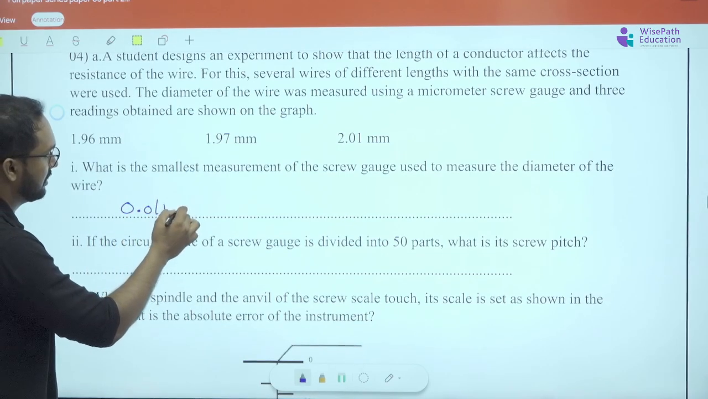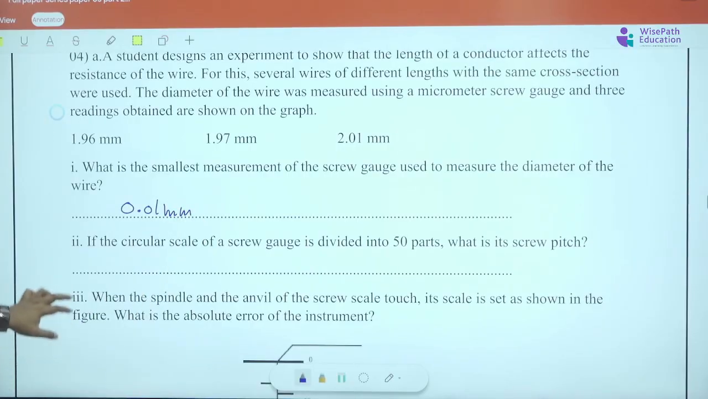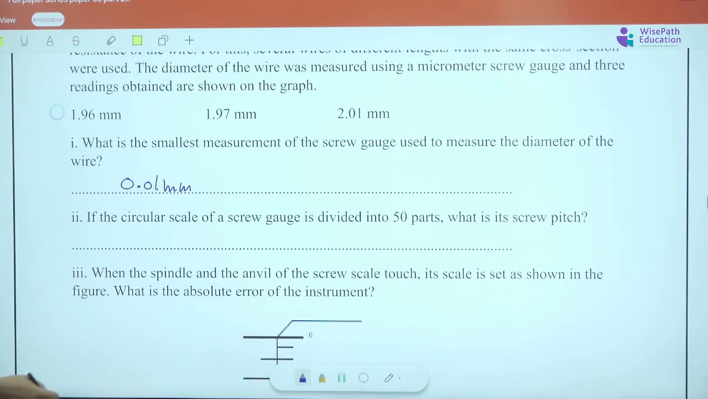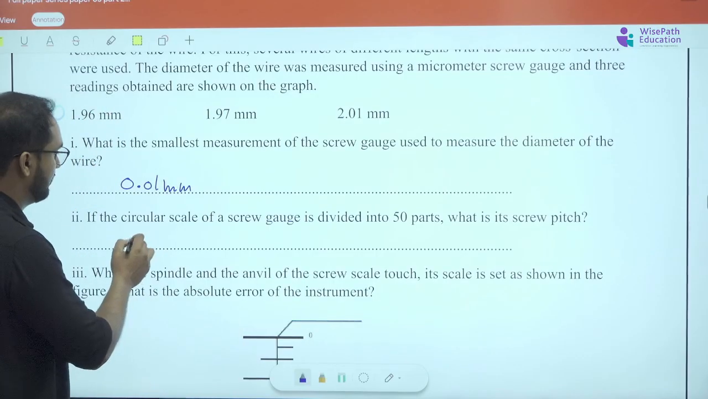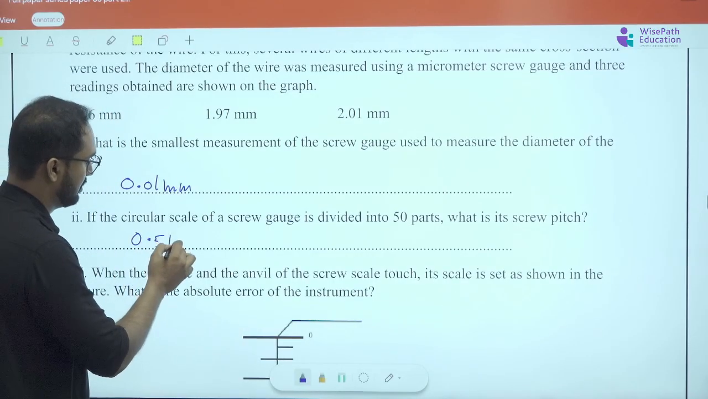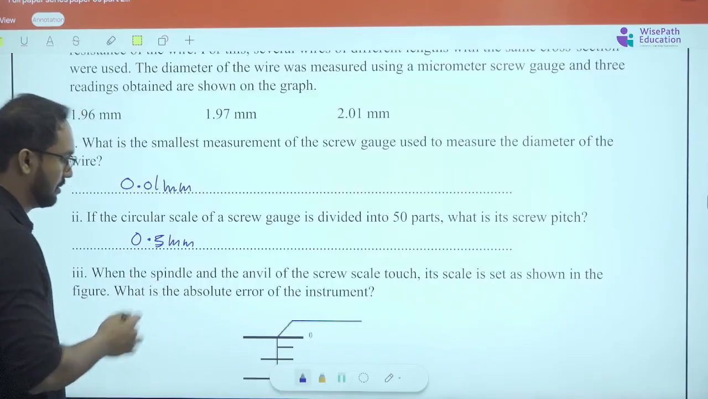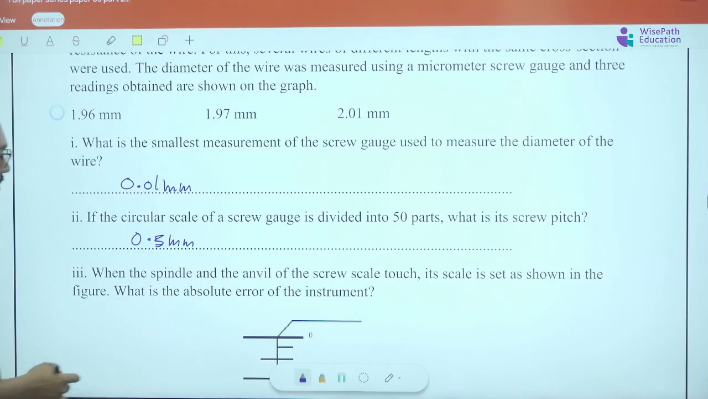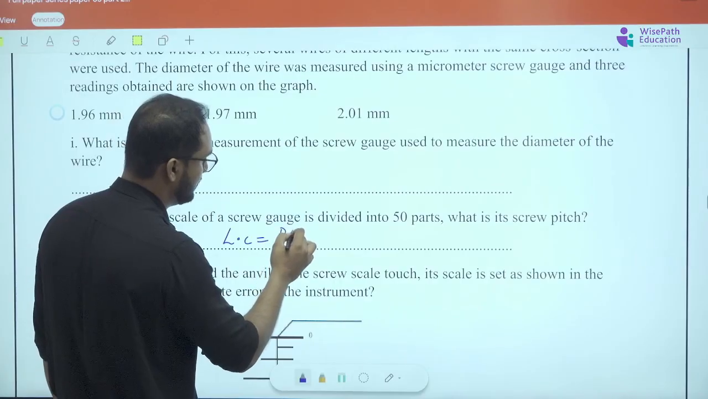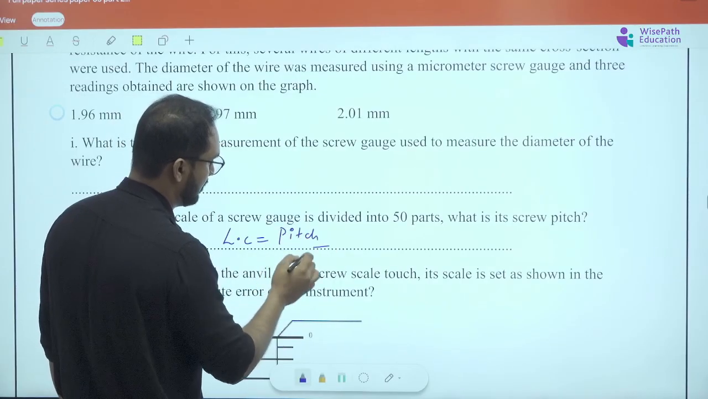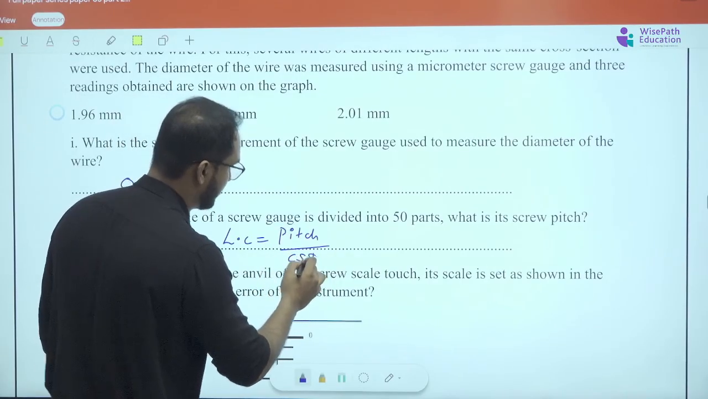0.01 millimeters. Right? If the circular scale of screw gauge is divided into 50 parts, what is the screw pitch? 0.5 millimeters. How do you take it? Least count equals pitch over CS, the circular scale divisions.